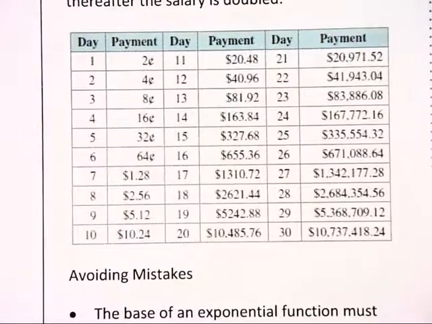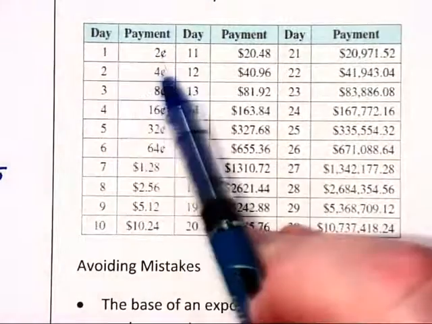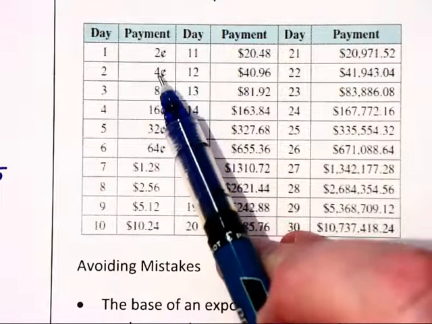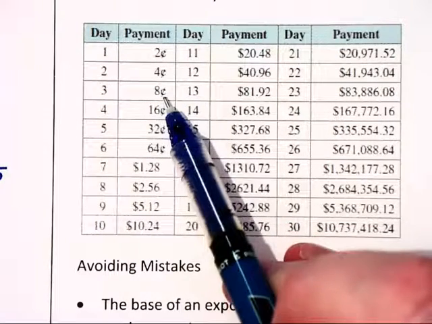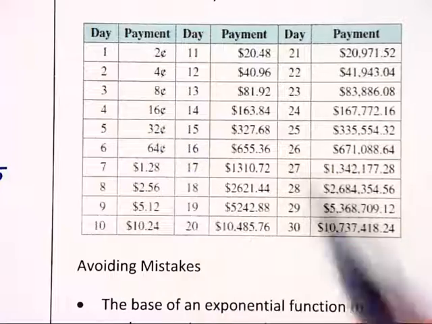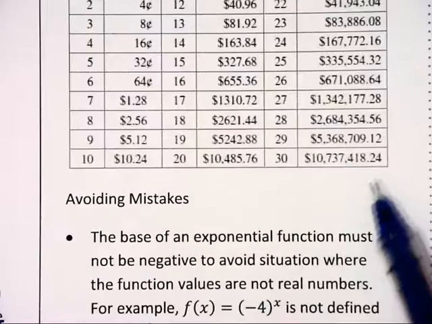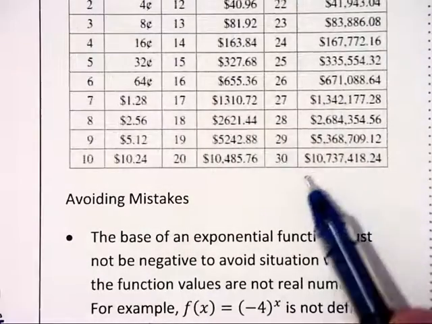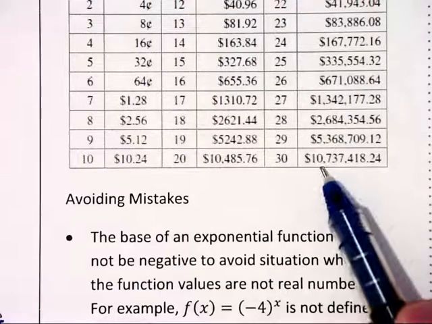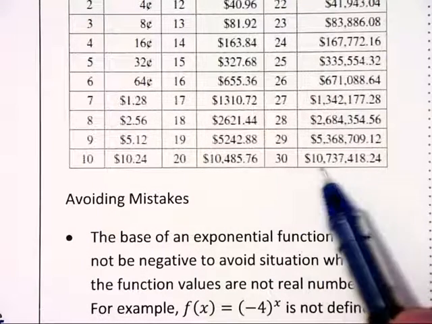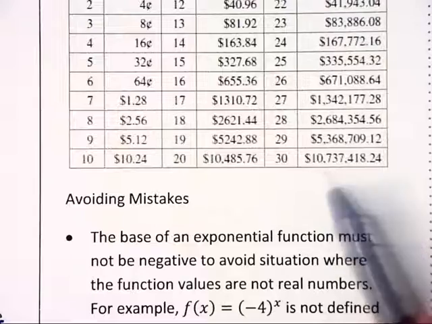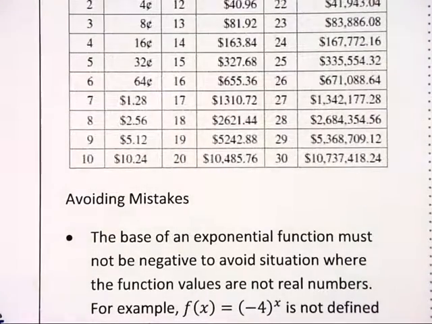Take this example here where a person gets a penny on, or 2 pennies on day 1, it doubles to 4 pennies on day 2, 8 pennies, 16 pennies, etc. By the end of the 30th day, we're already up to $10 million. So just with 2 to the 30th power, we're at that $10 million mark.